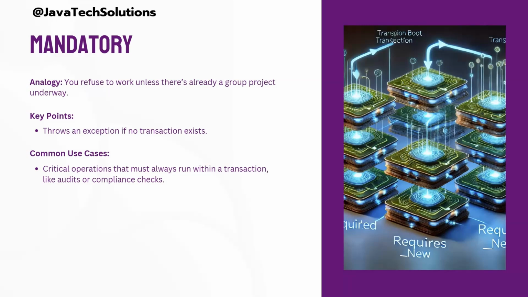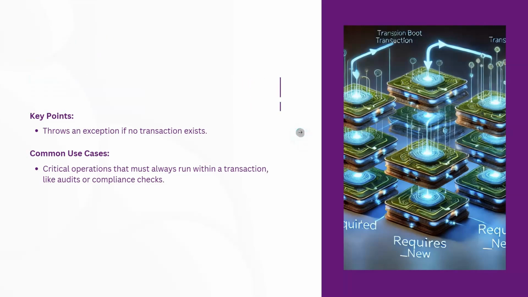Scenarios like when the method execution makes sense only as part of an already active transaction, then we can use this. Utility or shared methods that assume transaction behavior from the caller, then only we can use this one. Critical operations where execution outside of a transaction could compromise data integrity. So these are the common use cases for this one.